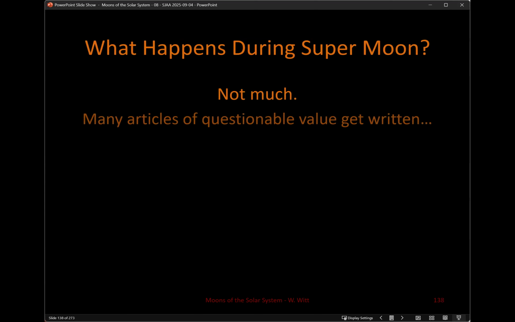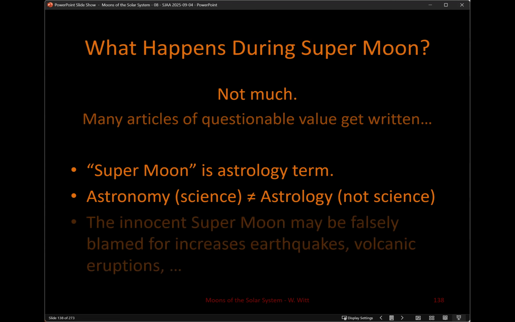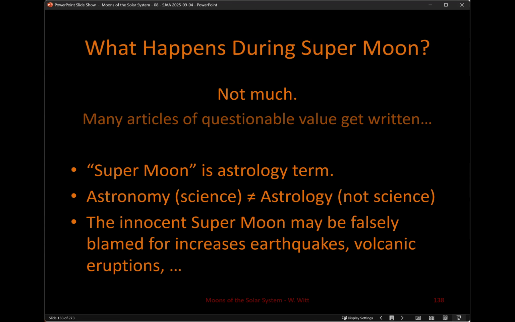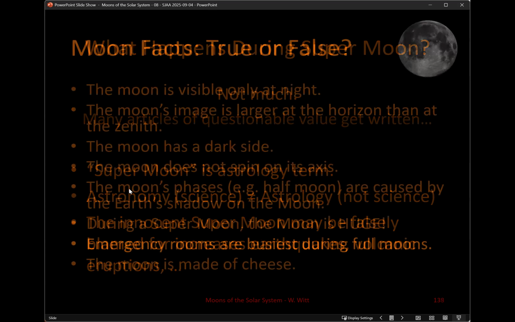But what happens during a supermoon? Not much. A lot of articles sometimes get written about all kinds of crazy stuff happening, but really, I would call these articles of questionable value, right? Supermoon is really just an astrology term. Astronomy and astrology are not the same thing, right? And so the innocent supermoon may be falsely blamed for increased earthquakes or volcanic eruptions or something like that. But really, the moon is getting a bad rap. It really had nothing to do with any of this.